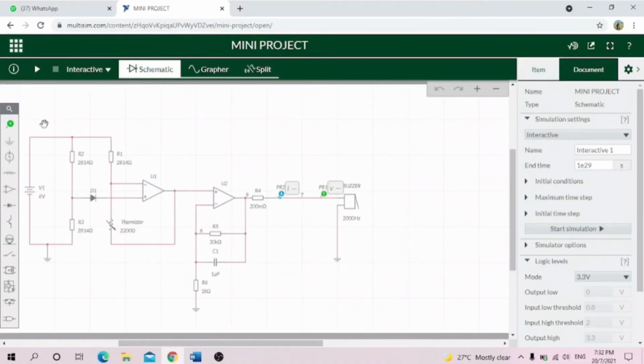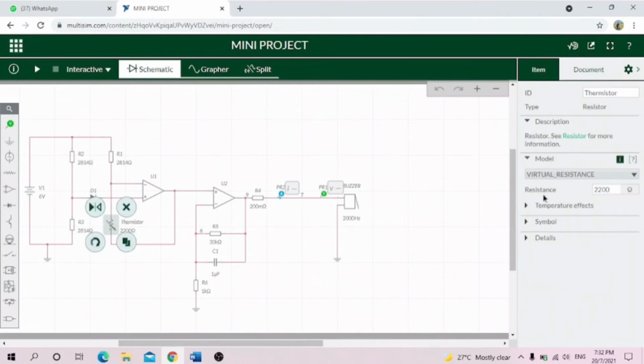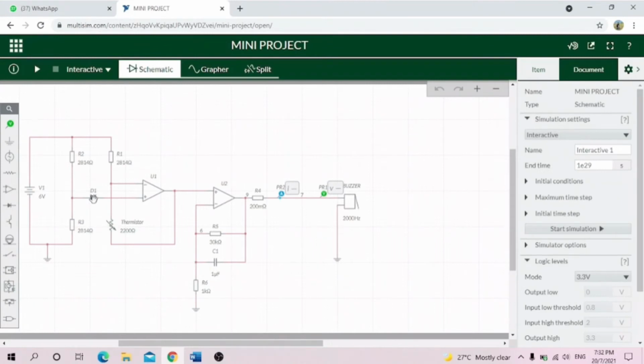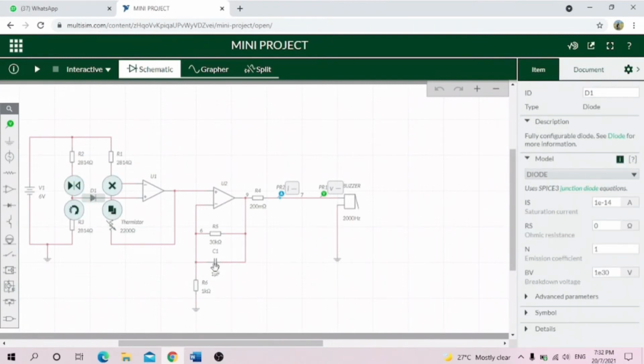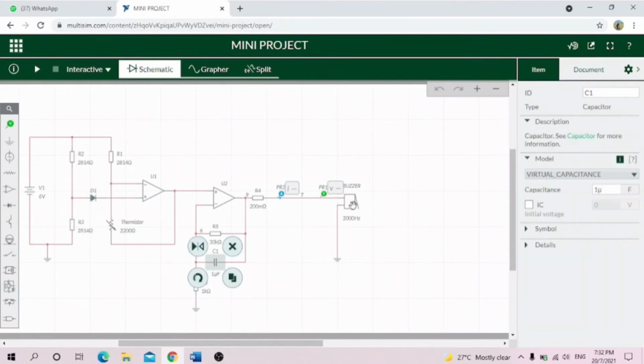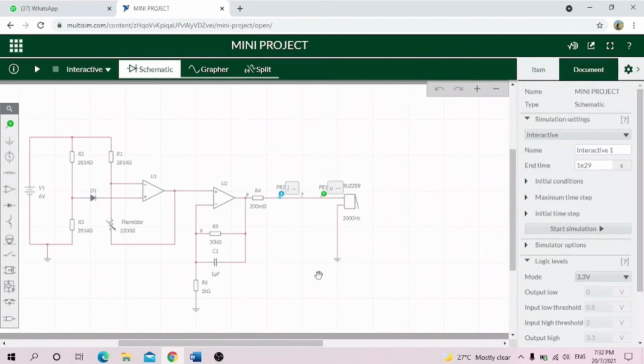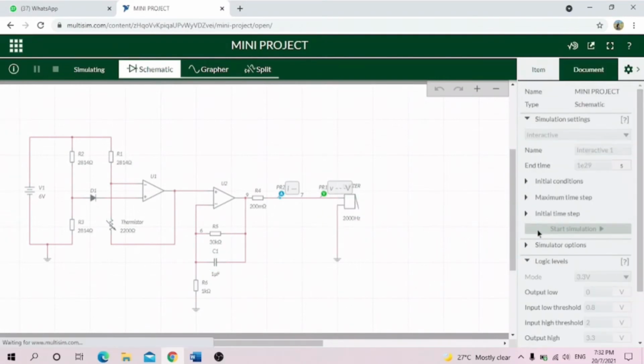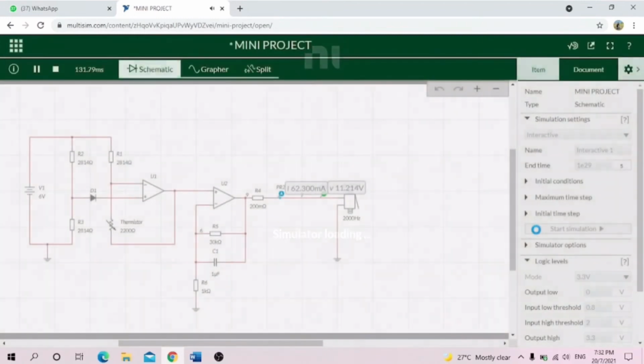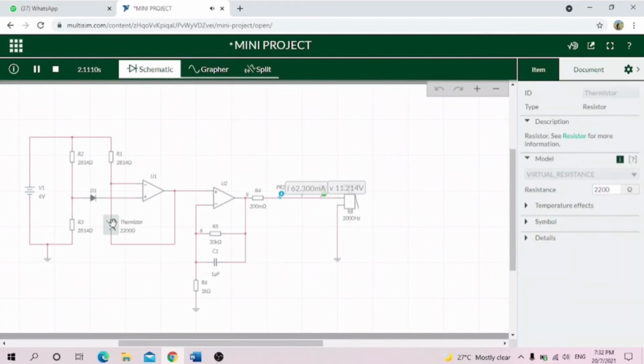So for the result, this is the circuit that we have. This is the thermistor. This is the diode one. And this is the capacitor and buzzer, which is the output. And we start the simulation when the thermistor is at 2200 ohms, the buzzer will sound because the temperature is high.